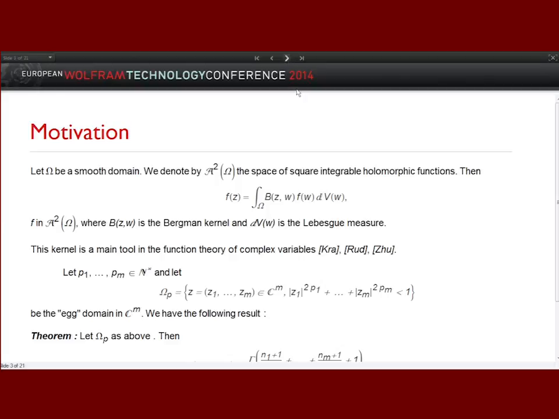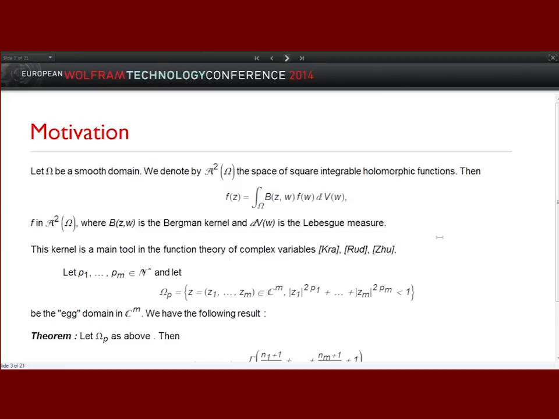If you consider a smooth domain and you denote by A2 of omega the Bergman space, which is the space of integrable functions, there exists a reproducing formula given by that. And the kernel B of Z and W is called the Bergman kernel, and I consider the Lebesgue measure. We have to know that this kernel is a main tool in the theory of complex several variables. You can see in the books of Krantz, Rudin, and Zhu.